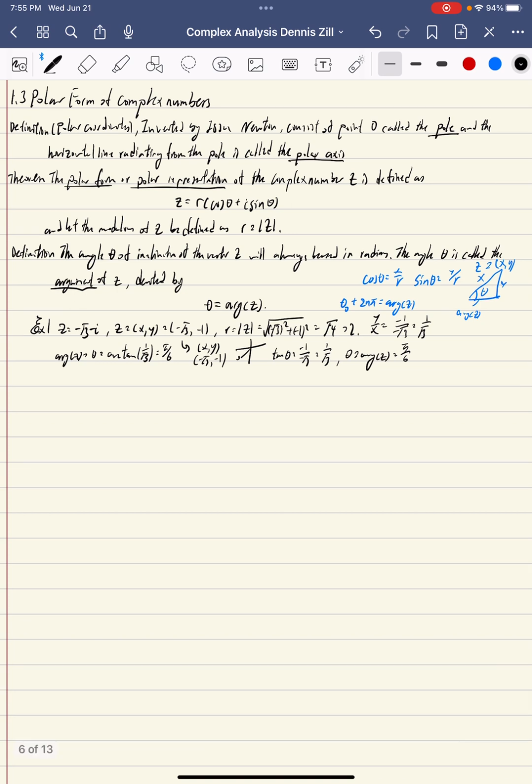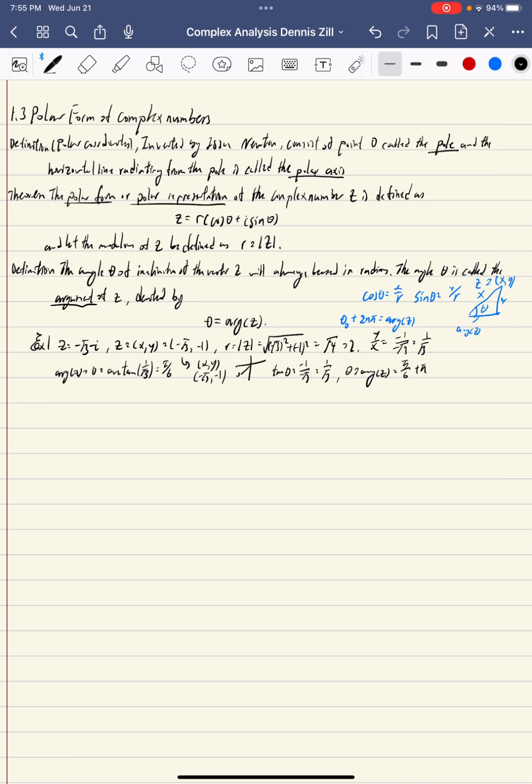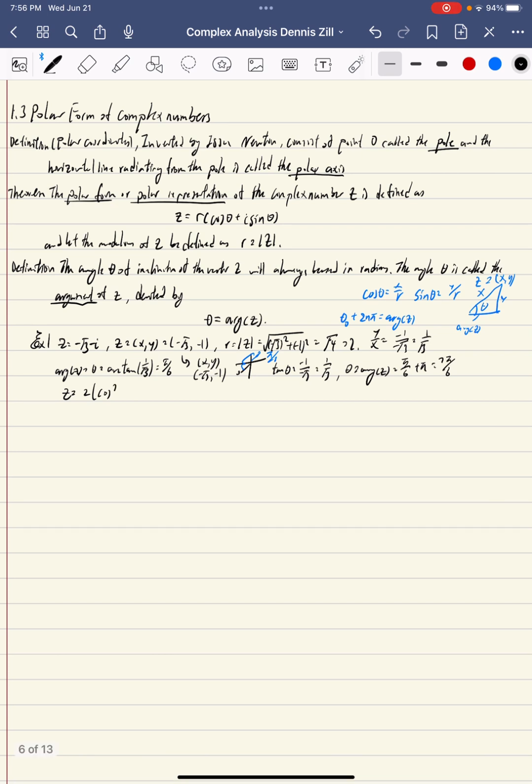But you can also add pi because tangent is pi periodic, right? So the period is pi, so now you want to move it over here, because this is pi over 6. You want to add pi, so this is equal to 7 pi over 6, right? So now we may conclude our answer. Our z is really just, what is our r? Our r is 2, and then we have cosine of theta, that is 7 pi over 6, and then plus imaginary number i sine 7 pi over 6. And that is our answer.